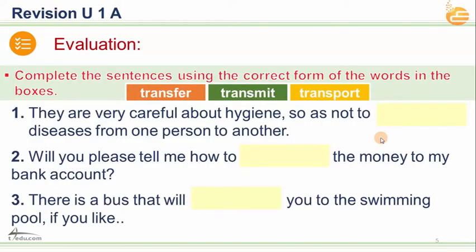So now we know that these three words are confusing words and we learned their meaning. Now let's put them into the spaces. Complete the sentences using the correct form of the words in the boxes. In the boxes we have transfer or transference, transmit or transmission, transport or transportation. So let's look for the meaning and find the suitable word here. So let's go for number one.